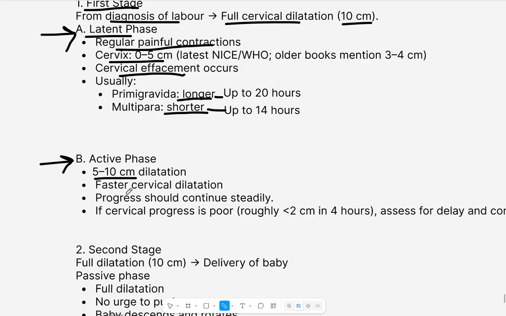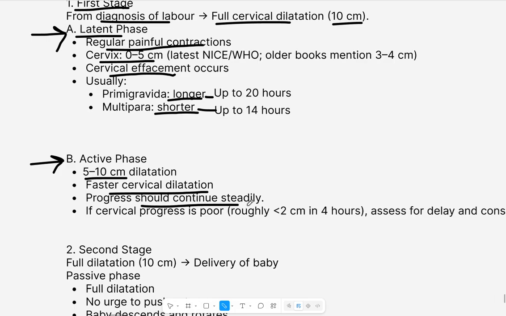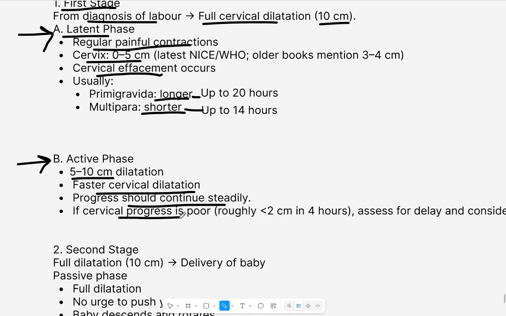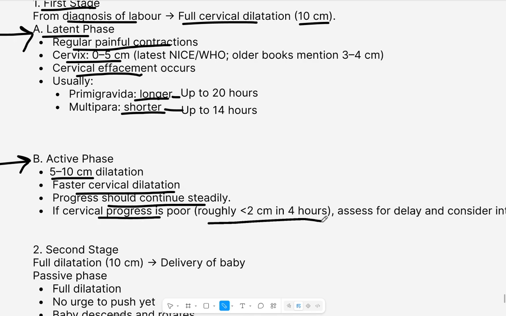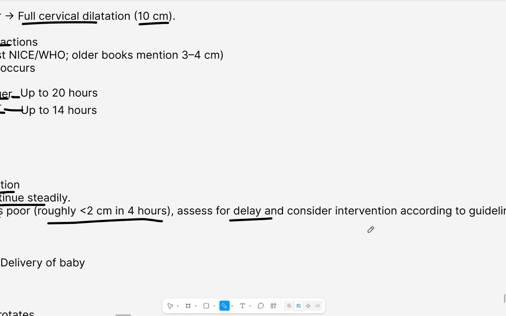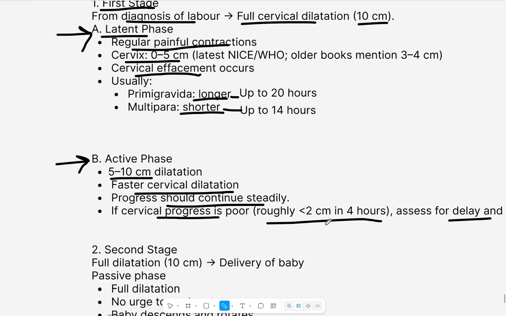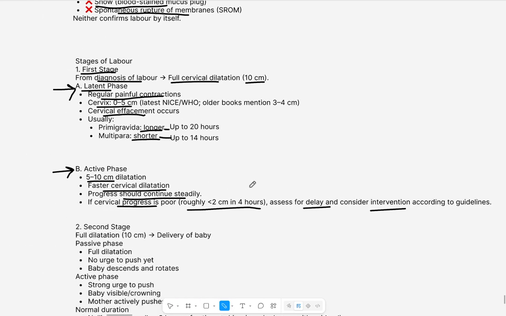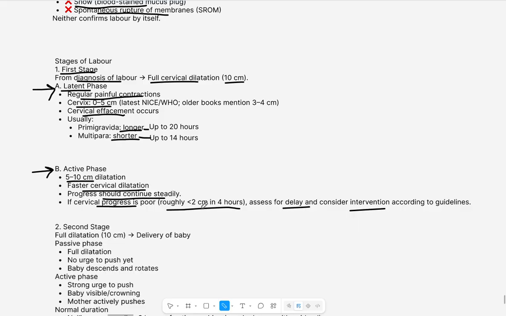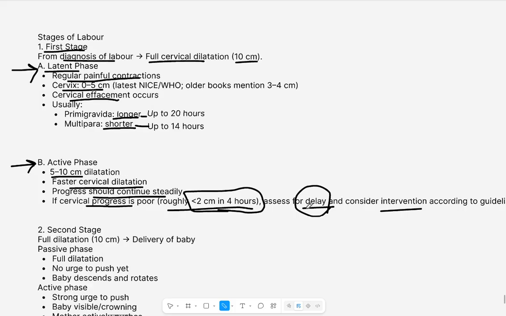This is faster cervical dilatation, and the progress should continue steadily without any obstruction. So when should you be worried in the active phase of labor? When the cervical progress is slow or poor, less than 2 centimeters in 4 hours. This is the point where you assess for delay and consider intervention according to guidelines.